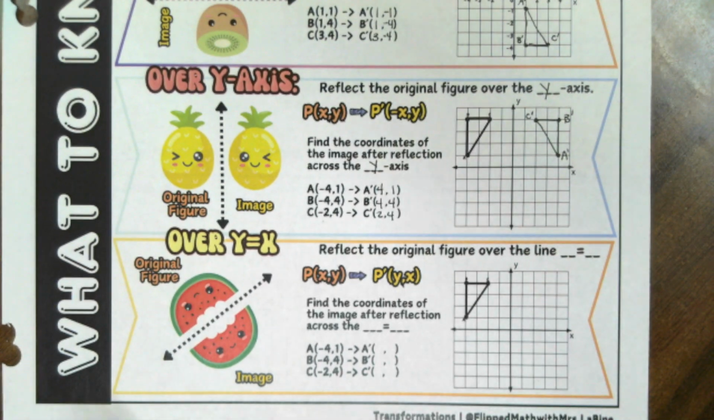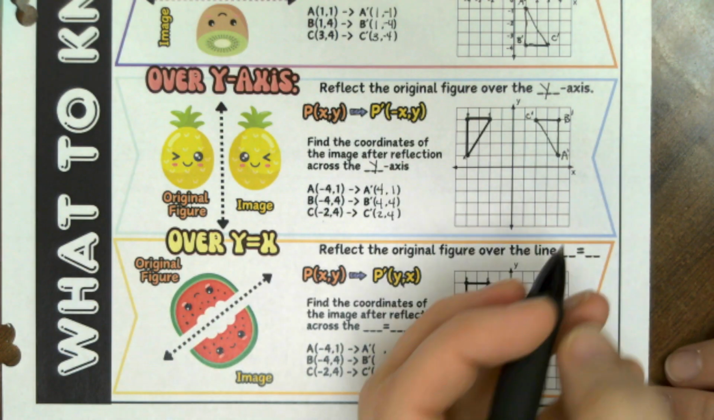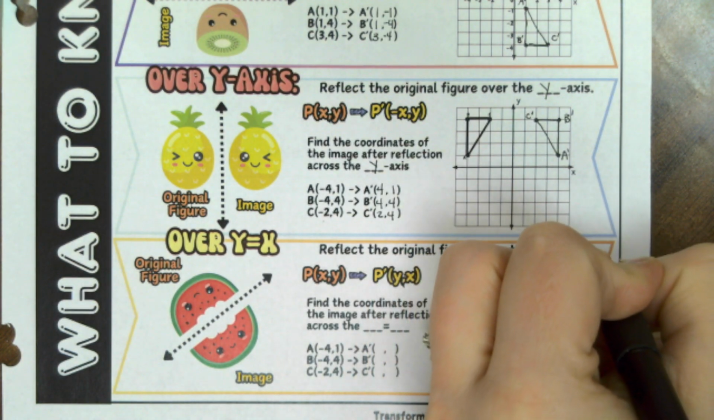Okay, so we have one more, and this is over y equals x. So that might be a little confusing, but you're going to reflect the original figure over the line y equals x.